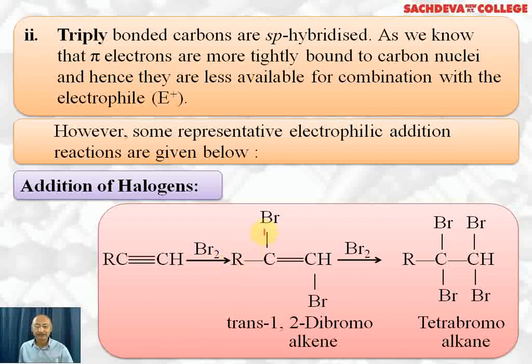Now here first Br+, that is the electrophile, will attack, and second Br- will attack from the reverse or opposite side. That's why we get the trans isomer, trans 1,2-dibromoalkene. In the second step, Br2 will be added, one Br here and one Br here, and we get tetrabromoalkane. And in this reaction, bromine water will get decolorized, which shows the presence of a triple bond in alkynes.